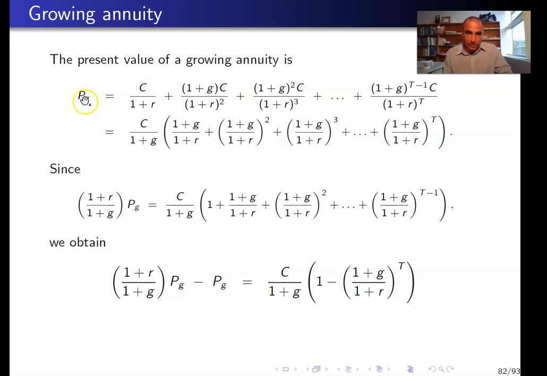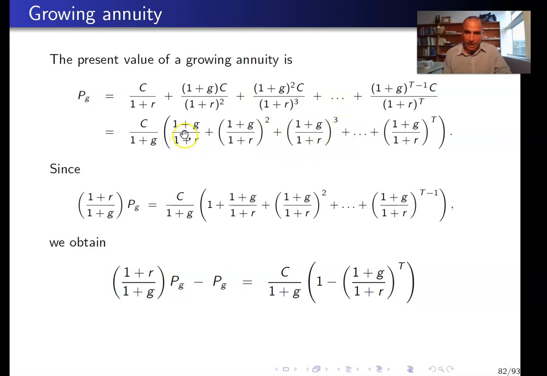So the present value is C discounted over one period, plus (1 plus G) times C discounted over 2 periods, plus (1 plus G) to the power 2 C divided by 3 discounted over 3 periods, and so on. I can isolate C over 1 plus G here. And what do we have in parentheses? (1 plus G) over (1 plus R), (1 plus G) over (1 plus R) to the power 2, (1 plus G) over (1 plus R) to the power 3.